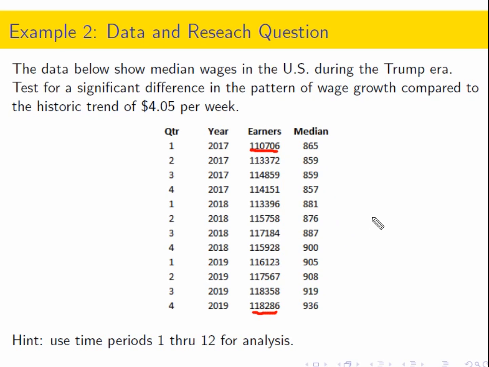And instead of actually putting in time, this is quarter 1, 2, 3, and 4 for 2017. What you can do for this analysis is just go 1, 2, 3, 4, 5, 6, 7, 8, 9, 10, down through 12. So in your calculator, you just need these equally spaced intervals. That's what I mean by use the time periods.